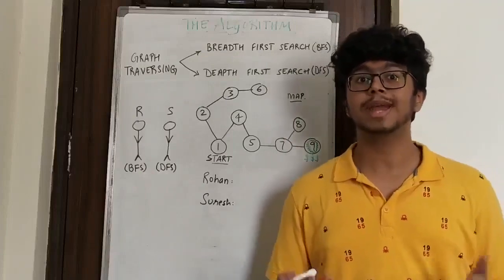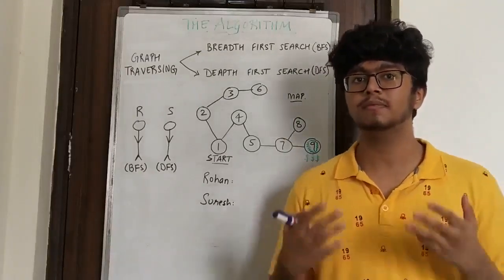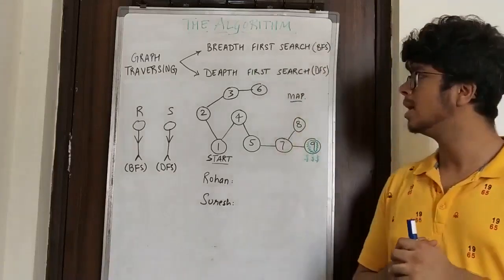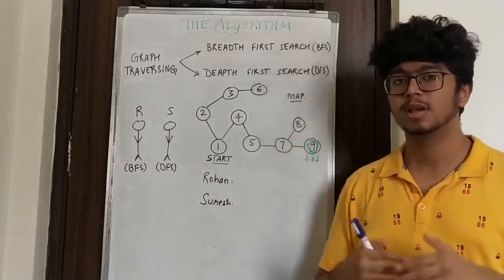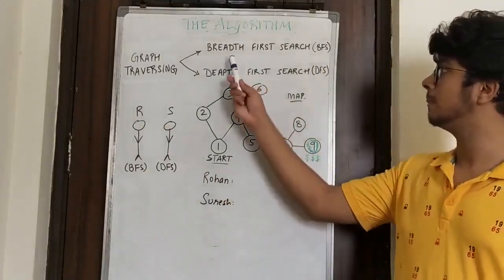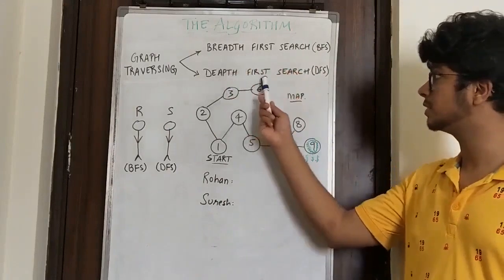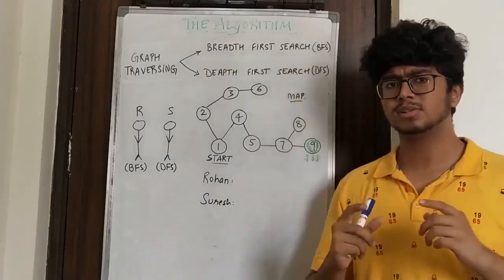Okay, so after looking at the approach as to how to solve this problem, let us look at the algorithm which we would be using. For this graph traversing problem, there are two types of algorithms. Basically, if you want to search a particular graph, you can do either breadth first search or depth first search, which is BFS or DFS. So this is a searching algorithm.